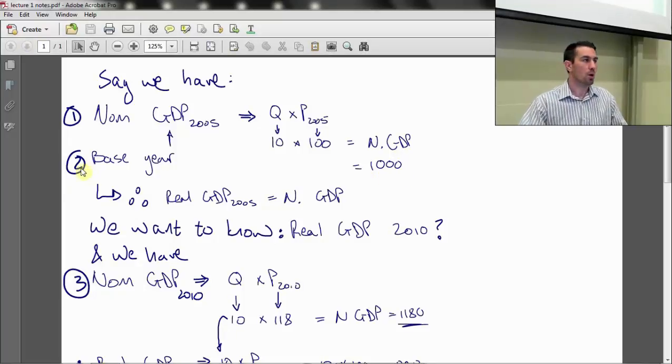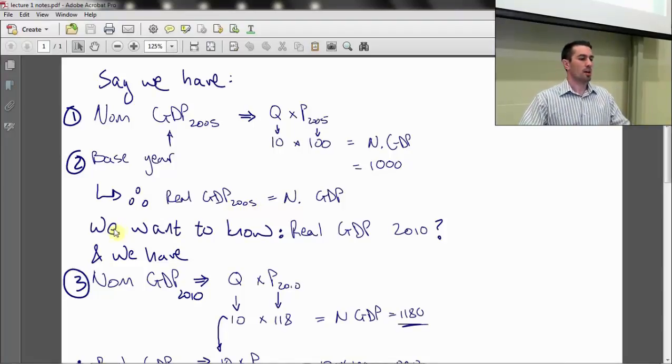We are also told, point number 2 here, that the GDP in 2005, we are going to use that value as our base year. If our base year is 2005, then we know that real GDP in 2005 is equal to nominal GDP in 2005. That's what the base year means. The base year means we set nominal GDP equal to real GDP. So if our nominal GDP in 2005 is 1,000, the value of real GDP in 2005 is also 1,000. Everyone with me? Okay?